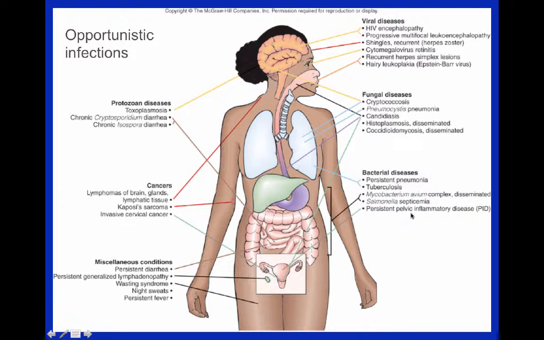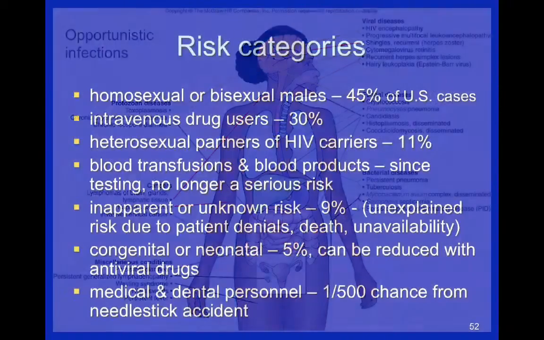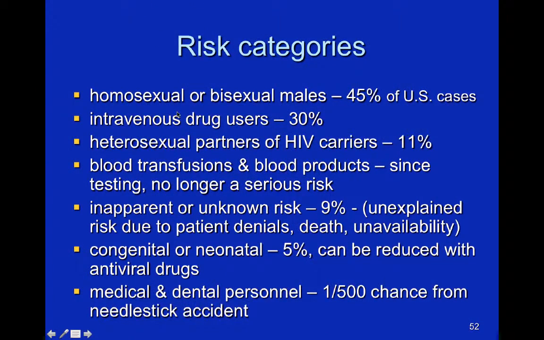So basically, these individuals have a very weakened immune system. It's almost completely wiped out. Homosexual or bisexual males account for 45% of the cases. Also, intravenous drug users, 30%. Heterosexual partners of HIV-infected people, around 11%. And blood transfusions and blood products.